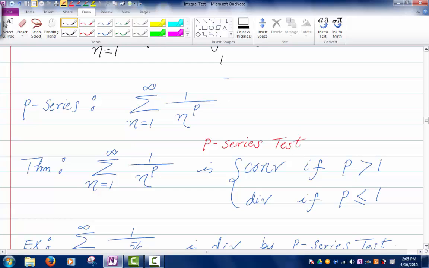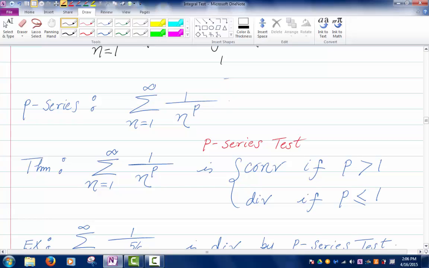Now, p-series. A p-series is a series of the form summation n going from 1 to infinity of 1 over n to the p. Now, p is a constant there. It's called a p-series. And the next theorem that I'm giving you is called the p-series test. You can prove this by using the integral test, which I'm not going to do. I gave you two examples, right? In my first example, what was p? 2. In my second example, p was half, right?